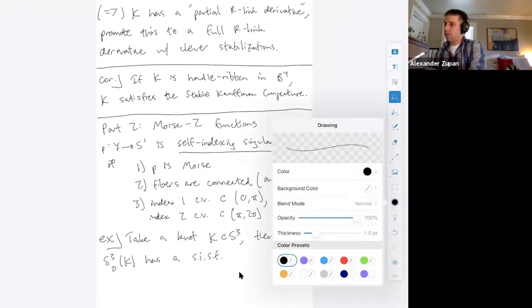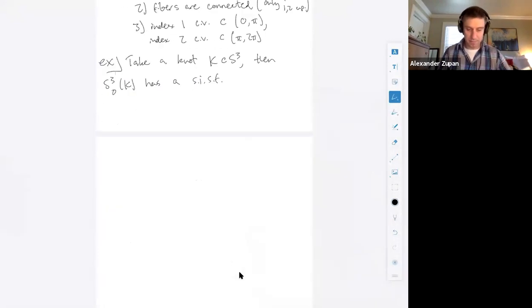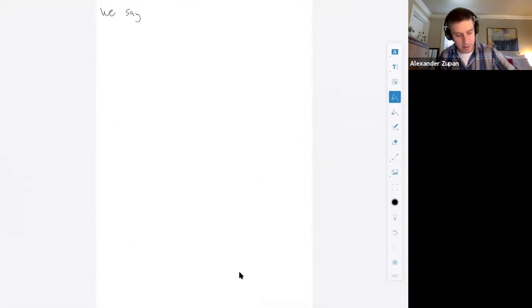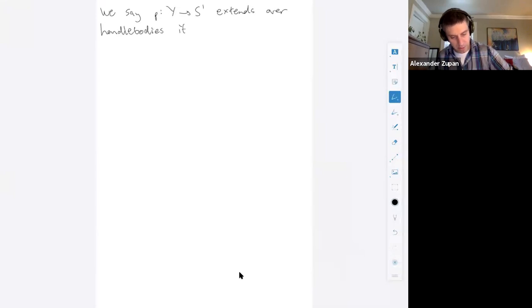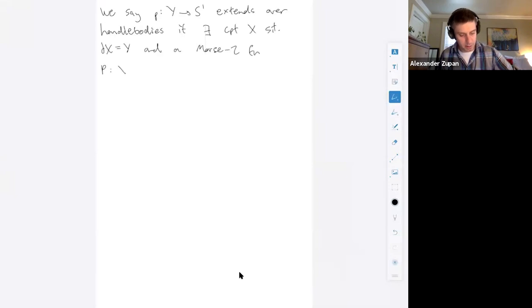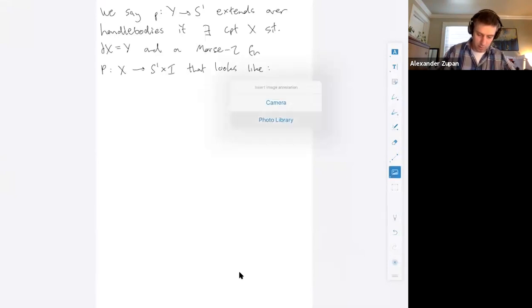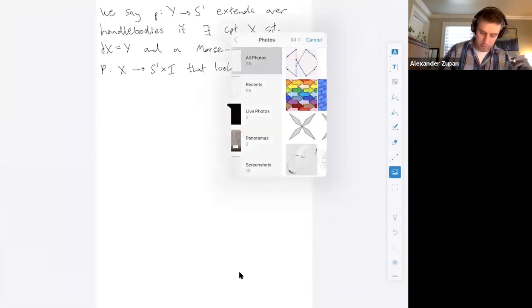Okay, one more, I think. We say that an SISF P taking Y to S1 extends over handlebodies if there exists some compact 4-manifold X such that the boundary of X is Y and a Morse 2 function, capital P, taking X to the annulus. I'm going to do a picture first. That looks like the following.